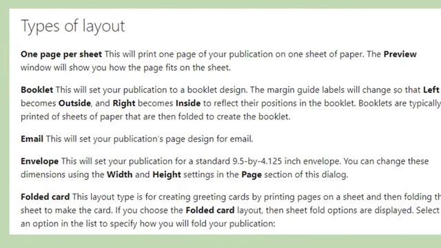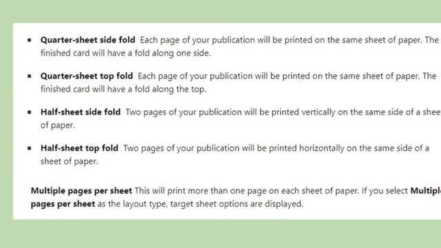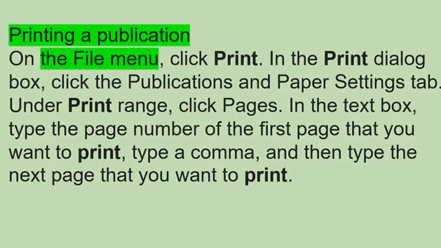Then we can look at types of layout. You can have one page per sheet. You can have booklet. You can have email, envelope, or folded cards. Therefore, when you go to print, you can see multiple pages, one page per sheet, and those other options. You can also see quarter sheet side fold, quarter sheet top fold, multiple pages per sheet. Those are some of the common features.